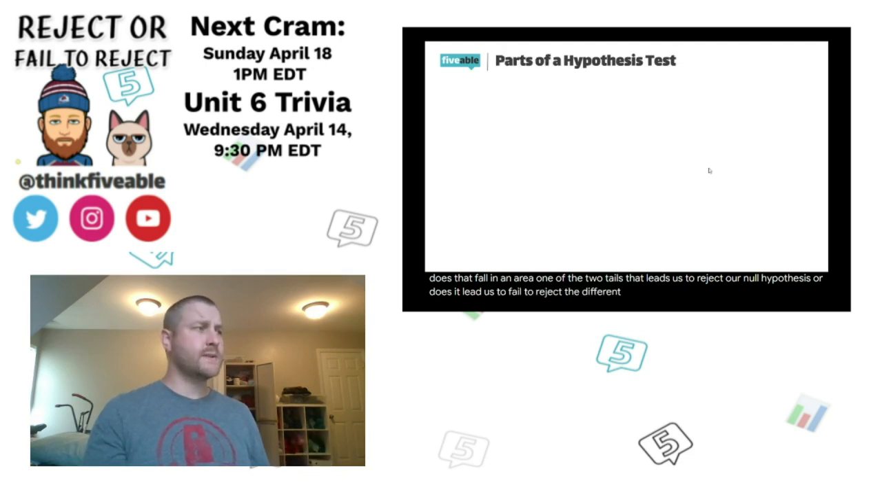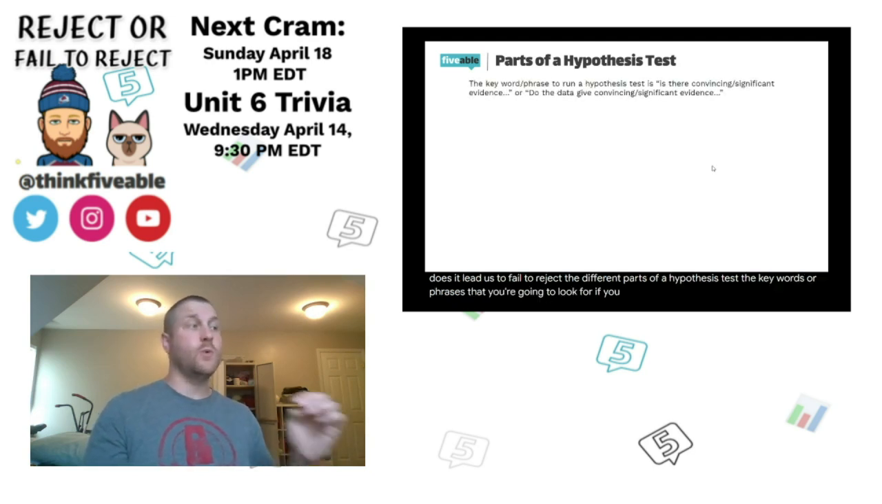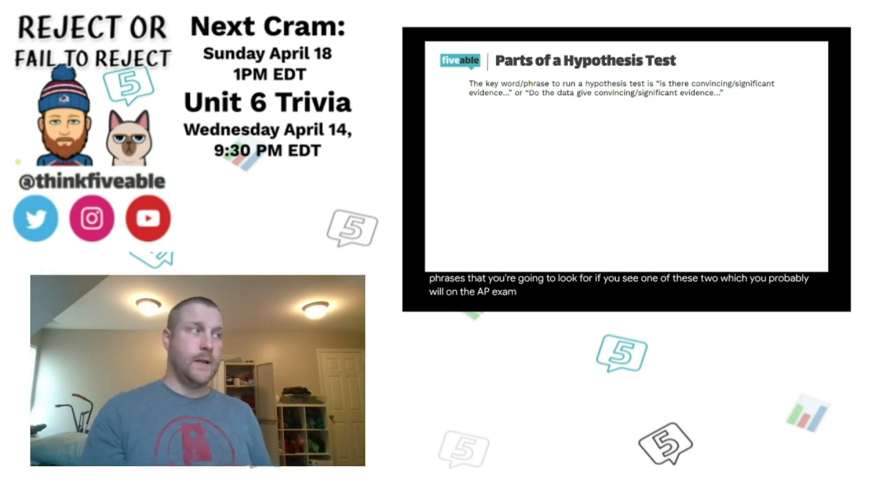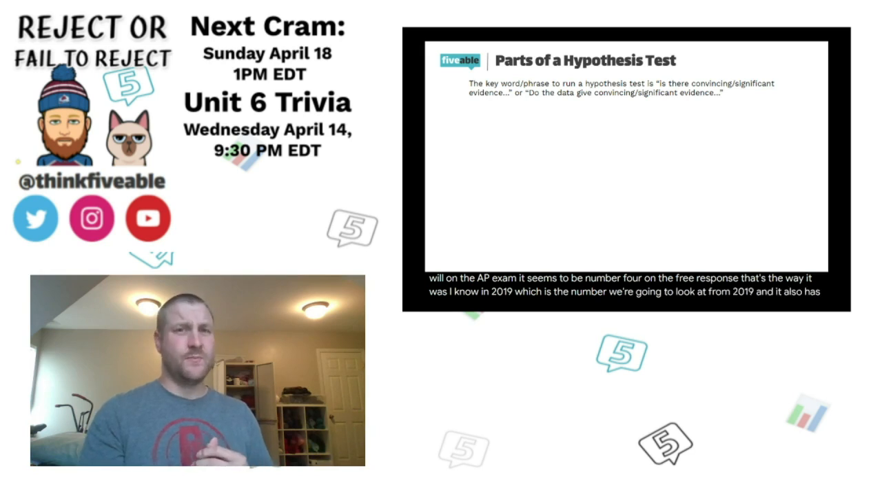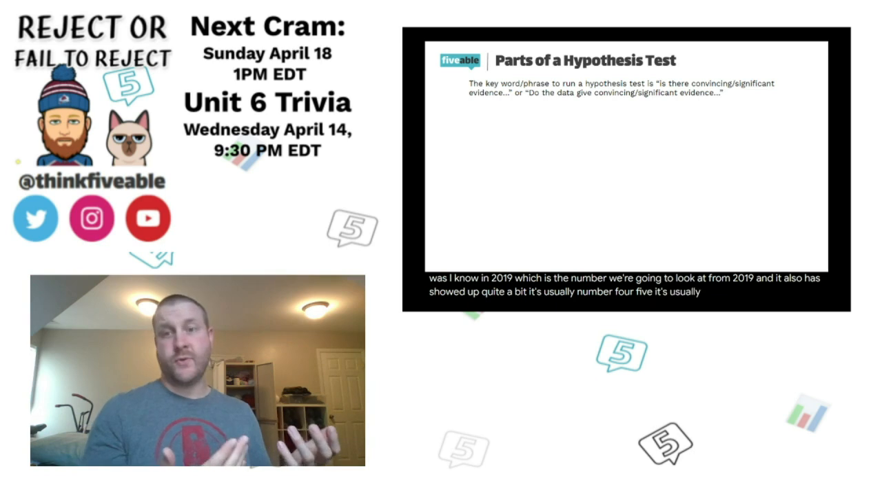So the different parts of a hypothesis test. The key words or phrases that you're going to look for. If you see one of these two, which you probably will on the AP exam, it seems to be number 4 on the free response. That's the way it was, I know, in 2019, which is the one we're going to look at from 2019. And it also has shown up quite a bit. It's usually number 4 or 5. It's usually an inference question.